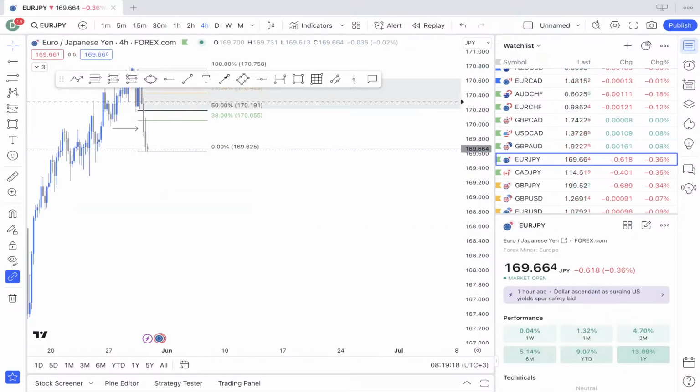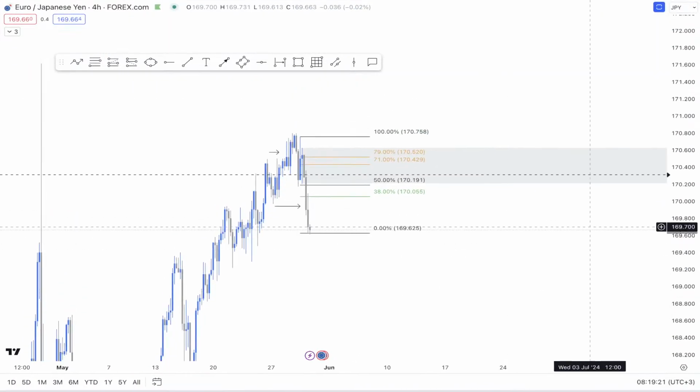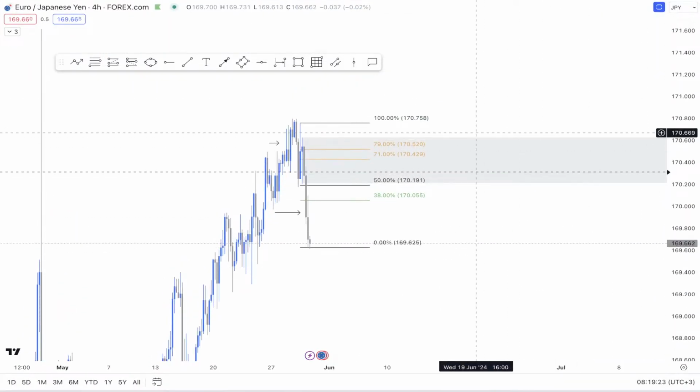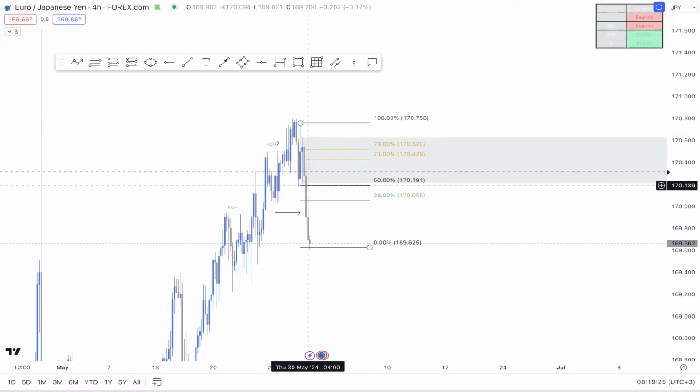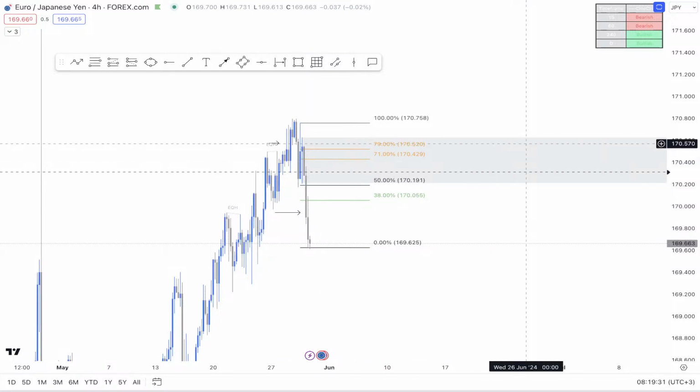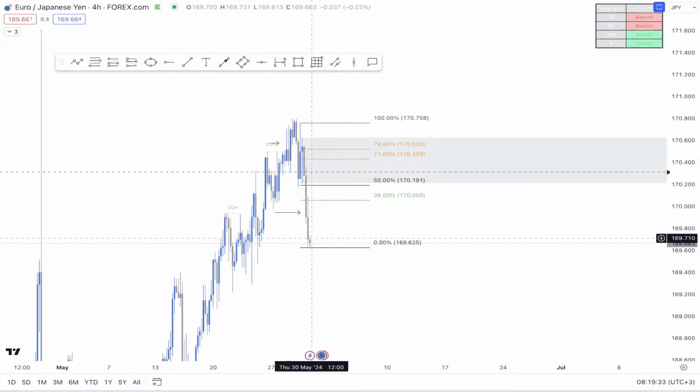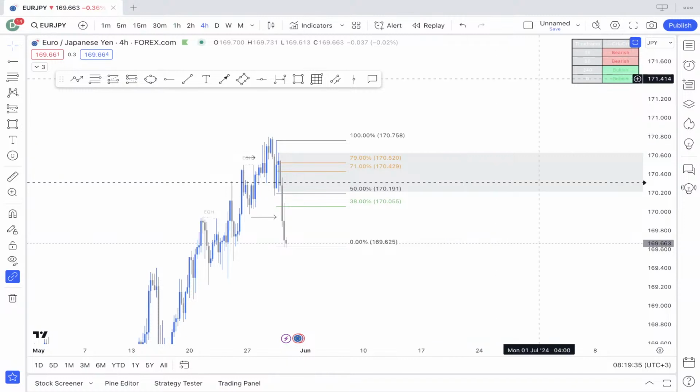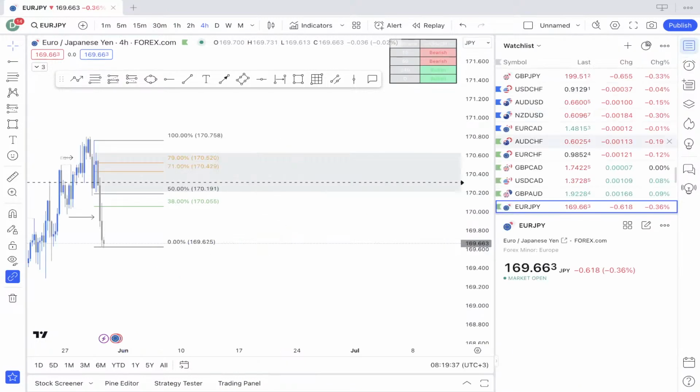On Euro JPY, we have a bearish setup, very clear and textbook this one. Liquidity sweep followed by an aggressive break towards the downside. We have this unmitigated order block lining up perfectly with the point of interest. And now the last thing that we need to wait for is a corrective pullback towards our fire zone.